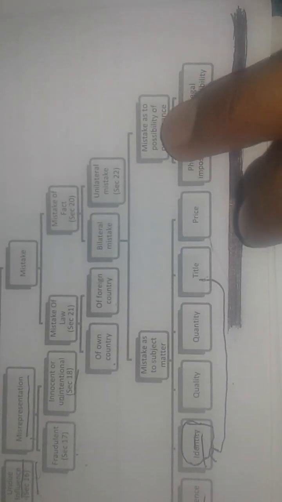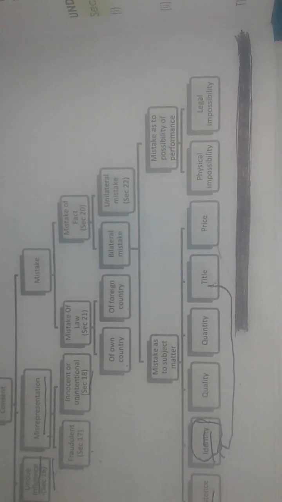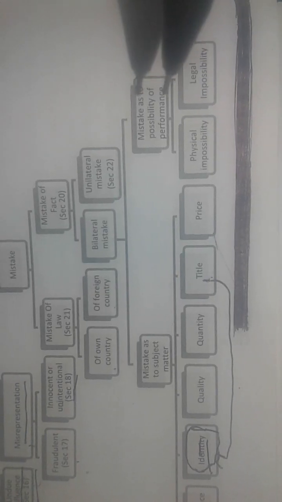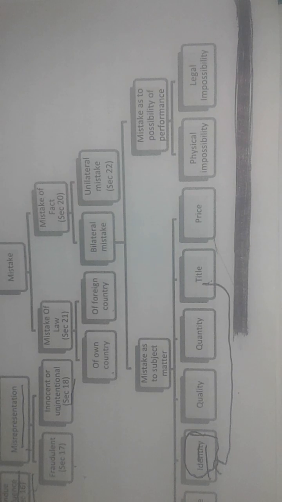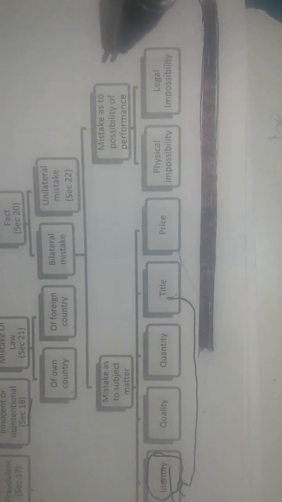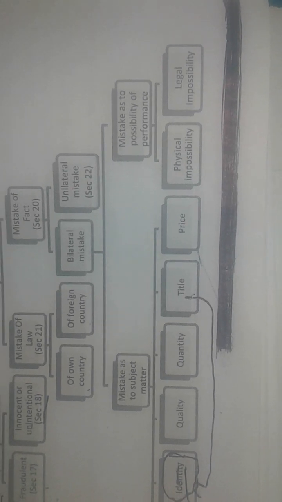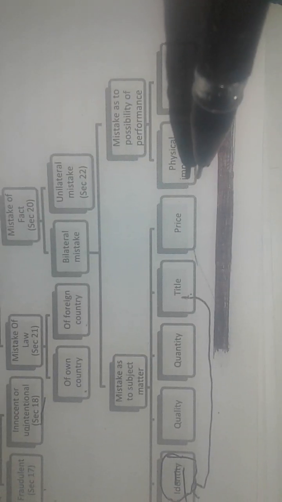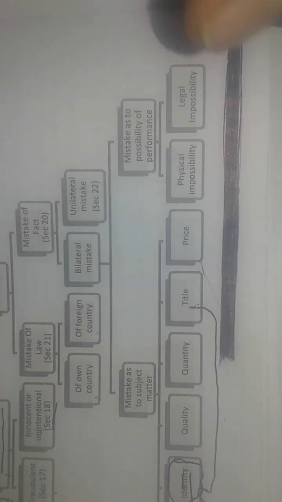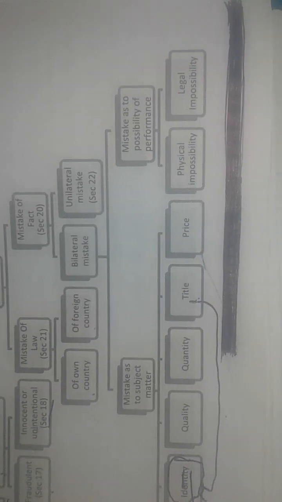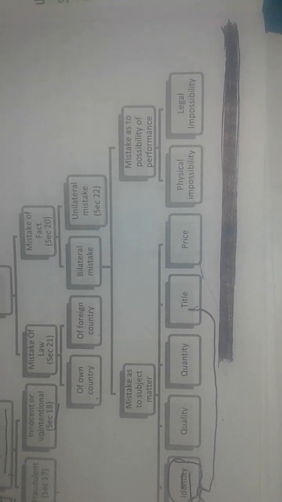Now this is mistake as to possibility of performance: physical possibility, legal impossibility. What does this part say? This part says that while entering that particular contract, whether that particular performance can be performed or not. This performance is further divided into two parts. One is physical impossibility and another is legal impossibility.